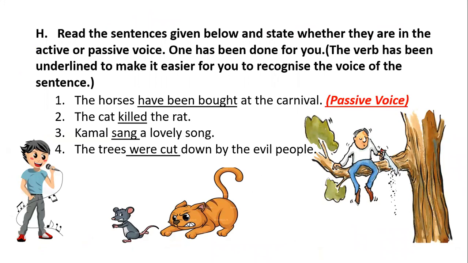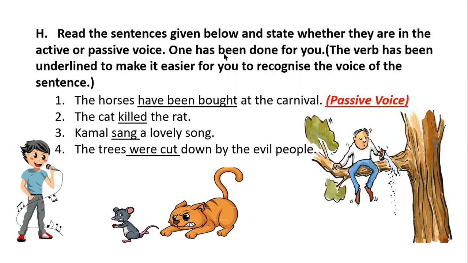You have to read the sentences given below, and then you have to state whether they are in active voice or in passive voice. The first one has been done for you. The verbs have also been underlined so that it makes it easier for you to recognize the voice of the sentence. Okay. So the horses have been brought at the carnival. This is passive voice. The cat killed the rat became active voice.